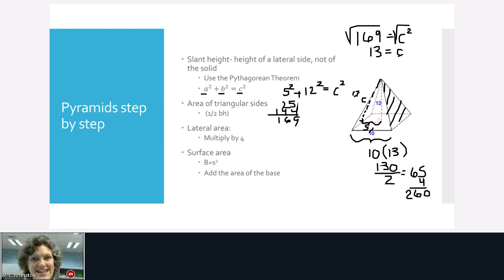If I want to find the area of the base, and this one appears to be square, I can multiply 10 times 10, that's 100. And if I add that area to the lateral area, I will have the complete surface area, which in this case is 360 square units. So just from 2 little measurements being given, we were able to calculate the lateral area, the complete surface area, the area of each lateral side, and the slant height of this pyramid.